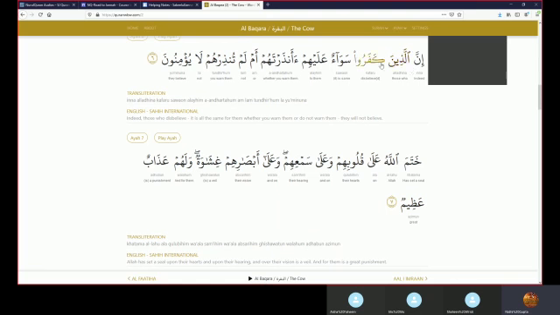So what does this mean? Inna ladhina kafaru. Inna, beshak, like certainly, in Urdu we say beshak. So what it means is when this word comes in the beginning of any sentence, inna ladhina, inna a'taynaka al-kawthar, inna salati wa nusuki, right? So inna, this word will come many times in the Quran. So inna ladhina, what it means is that like certainly, definitely, there's no doubt about it.